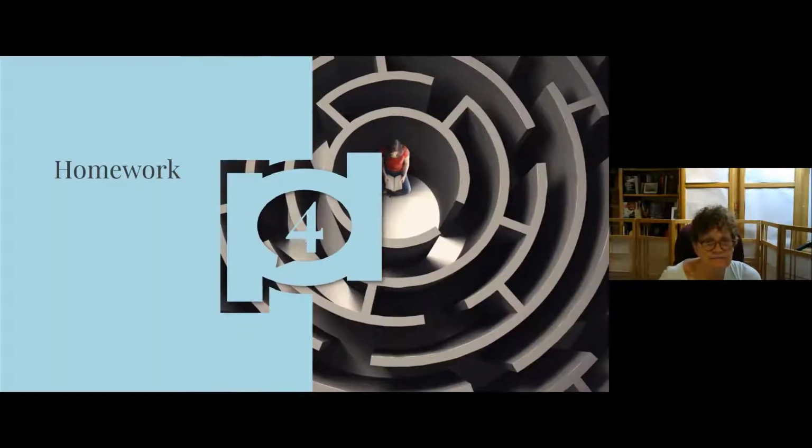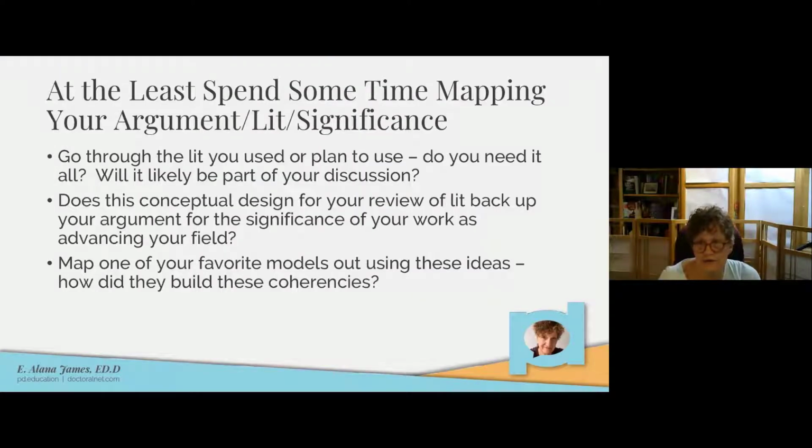Okay. So this is going to be no surprise to any of you. What's the homework? It's to do this. It's to go through the lit as you plan to use it. Put your argument on one side, your lit, just your headings, just where you're going. Think about your Venn diagram, sort that out, and then ask: is the lit, as you've designed it, going to give you the significance you need? And does this conceptual design for your lit back up your argument?